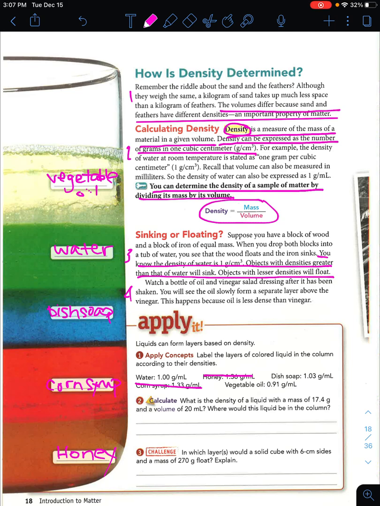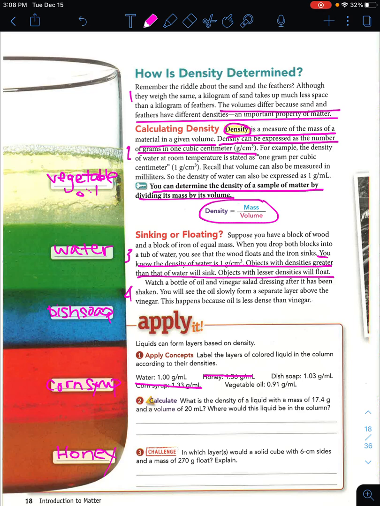Now we're going to do a little bit of math. We need to calculate what the density of a liquid with a mass of 17.4 grams and a volume of 20 milliliters. Where would it be in the column? So I need to do the math first. So remember, density equals mass divided by volume.